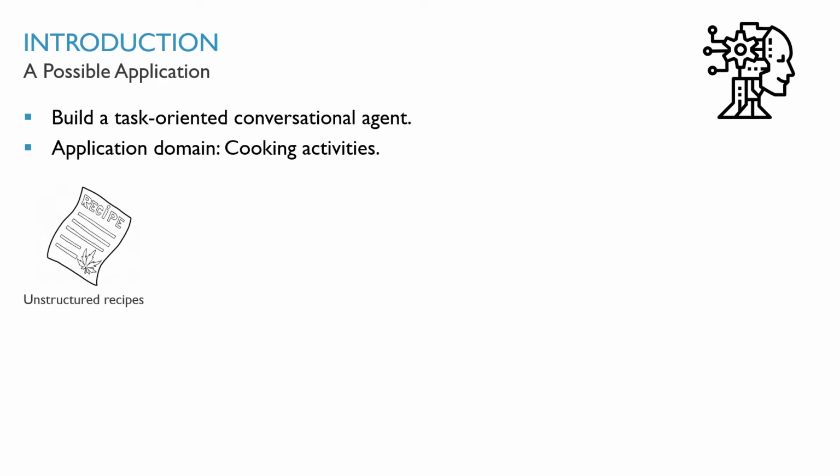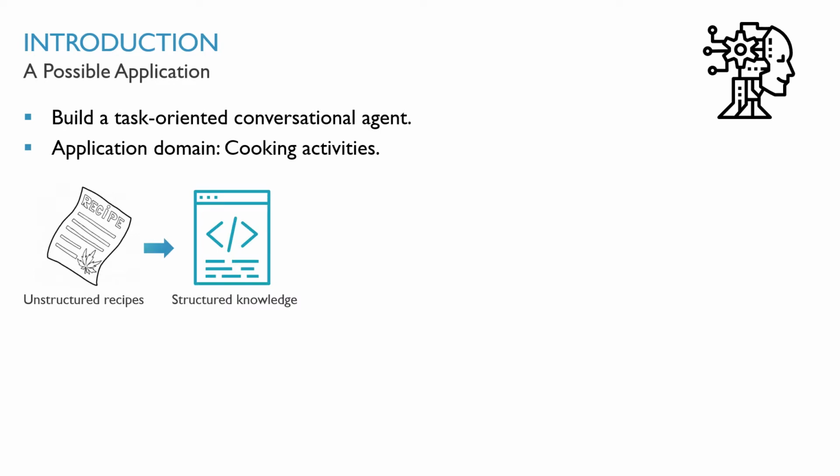For a machine, a recipe document is neither structured nor readable, so first we need to detect and structuralize the information hidden in the recipes. For example, the ingredients, actions, duration, and so on. Then we convert the information into a structured format so any machine can understand what a recipe really means.